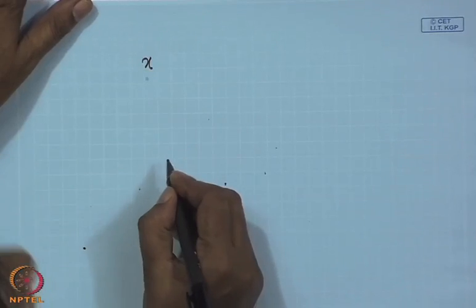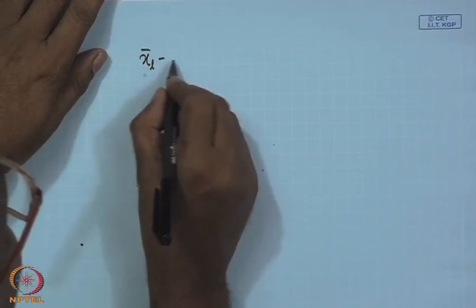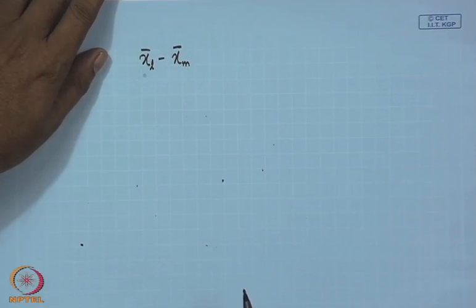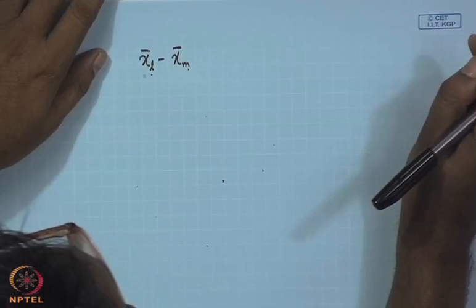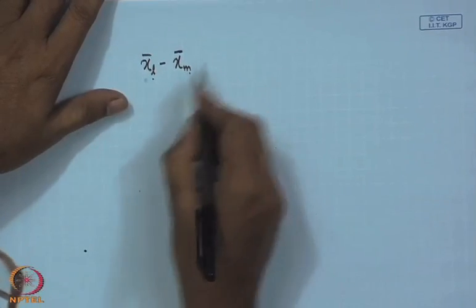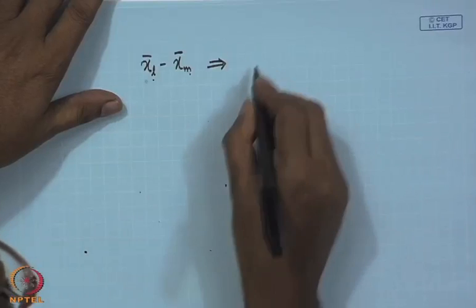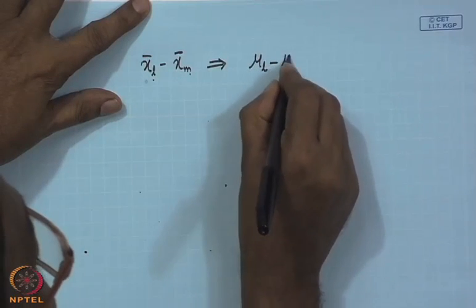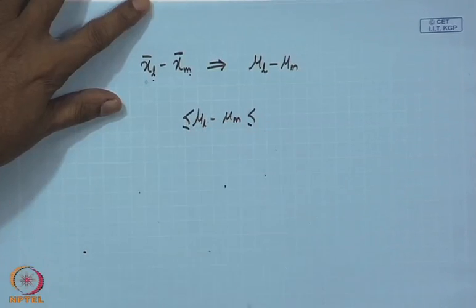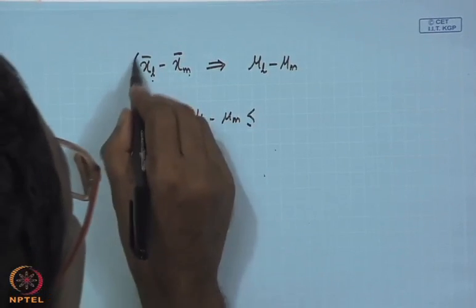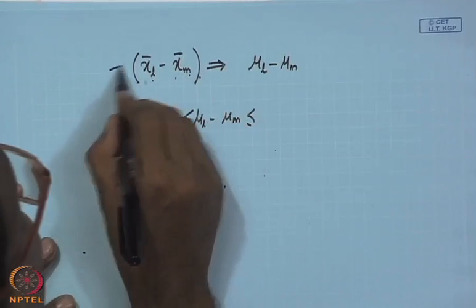Another issue you may be interested in is the interval estimation for x L bar minus x M bar, the Lth population minus the Mth population. That means you will be interested in knowing mu L minus mu M, an interval for mu L minus mu M that you want to find out, and x L bar minus x M bar is the random variable.